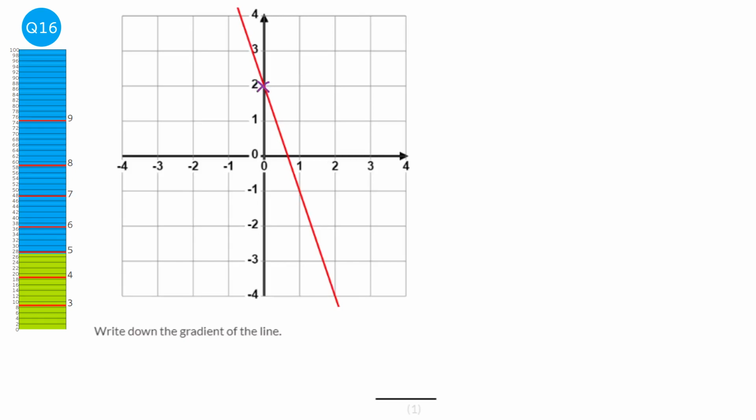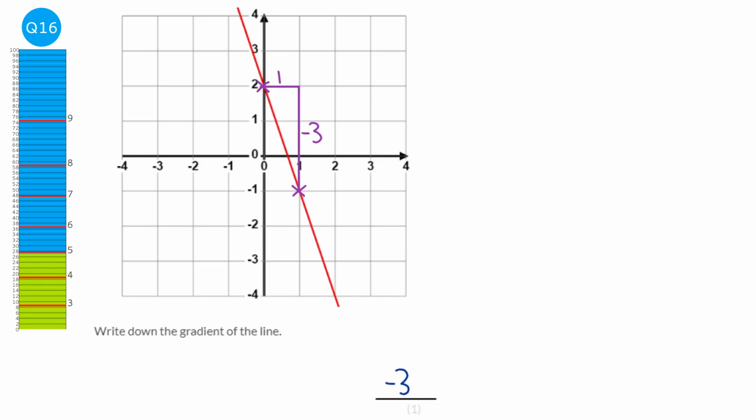To find the gradient, we need to first of all find two coordinates we know. So I'm going to pick this one and this one. And to find the gradient, we're just going to draw a right angled triangle between them. And the gradient is the change in y over the change in x. But here you can see that we've gone down 3, so it's a negative 3, and we've gone 1 to the right. So that's going to be minus 3 over 1, or just minus 3.